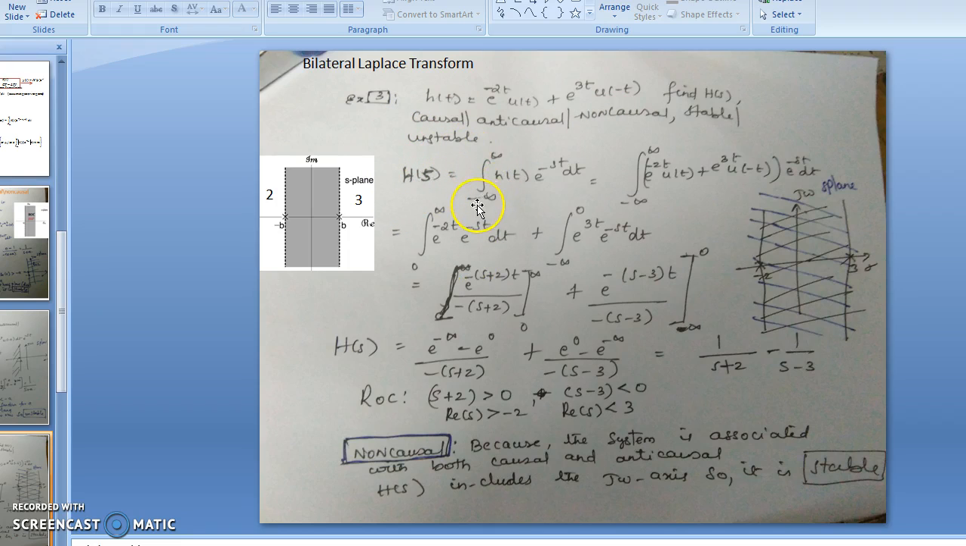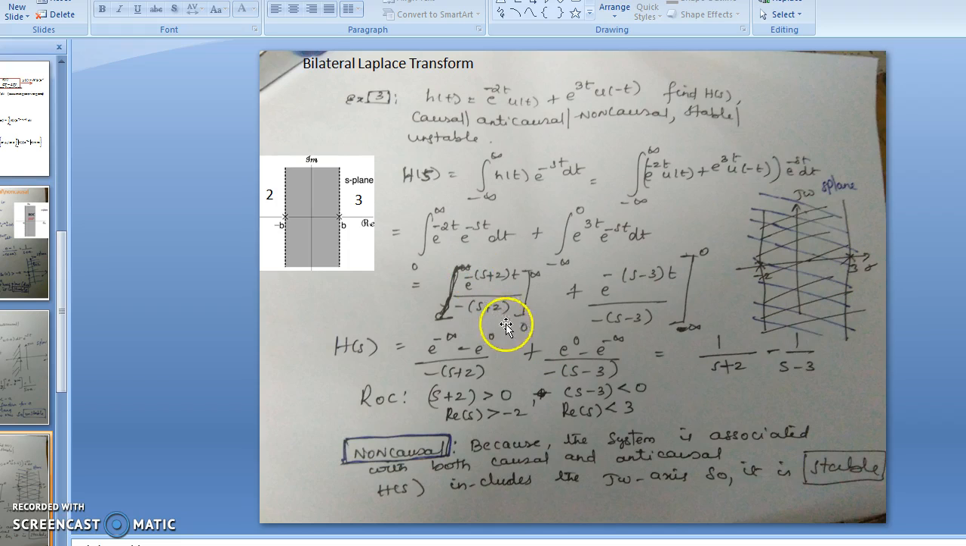Now H(s) is equal to the integral from minus infinity to infinity of h(t) e to the power of minus st dt. As the given system contains both positive as well as negative signals, the limit runs from minus infinity to infinity. After integration and substituting the limit, H(s) is equal to 1 over s plus 2 minus 1 over s minus 3. We can observe that the poles exist at minus 2 and 3.